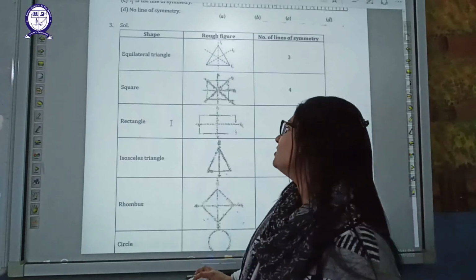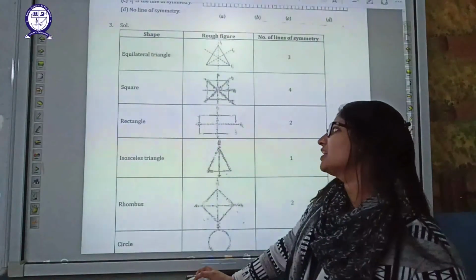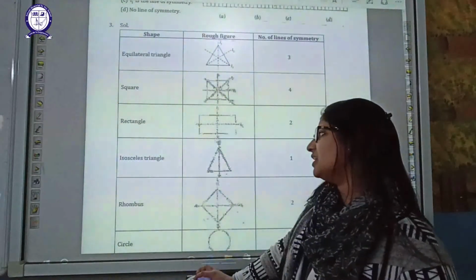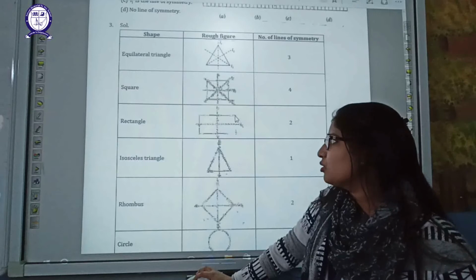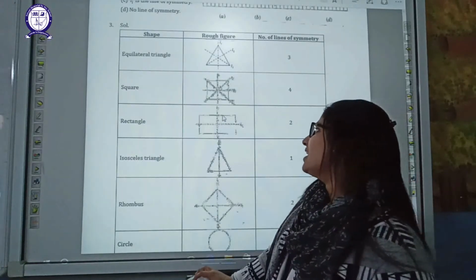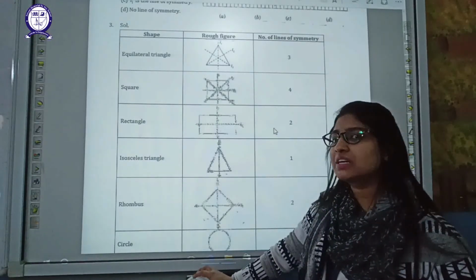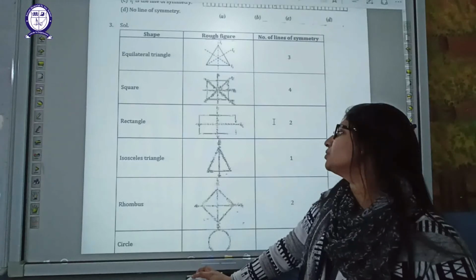Now next one is the rectangle, students. So in the rectangle, one vertical line and one horizontal line of symmetry can be drawn. Students, in the case of the rectangle, we can't draw the diagonal line of symmetry. So the rectangle has 2 lines of symmetry only.